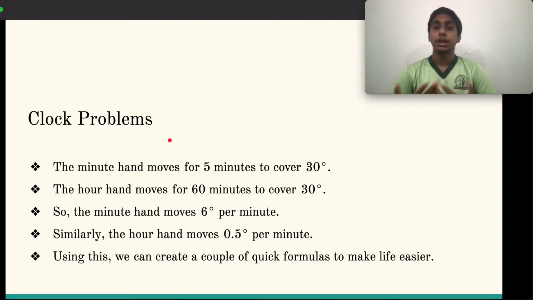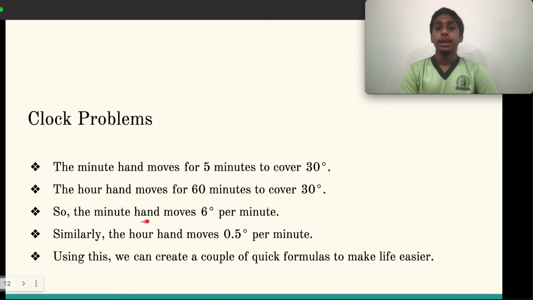You just are going to need to know this for any problems that say, what is the degree between the hands at this time? You've probably encountered those problems before, but it's just some basic knowledge you need to know. So the minute hand moves for 5 minutes to cover 30 degrees. And the hour hand moves for 60 minutes to cover 30 degrees, right? So minute hand's pointing at the minutes, hour hand's pointing at the hours.